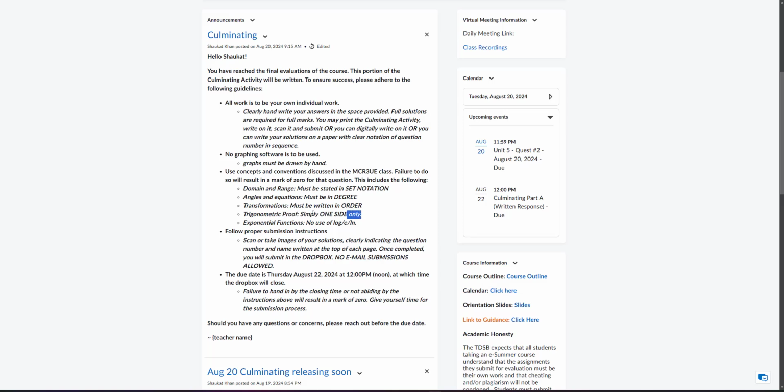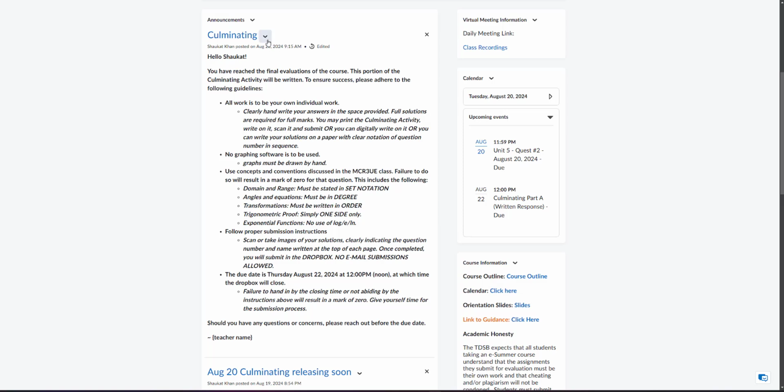Trigonometric proof. This is when you're doing trig identities. So trig identities, remember to prove your trig identities properly. This is important. Exponential functions. No use of log, e, or ln. So some students were using e and ln. That has not been taught to you in this course.